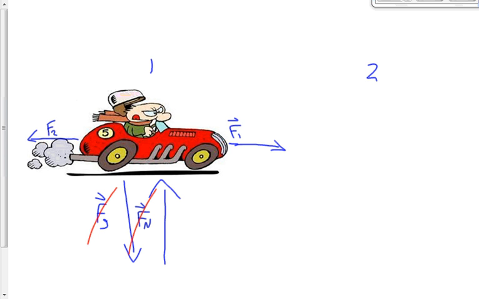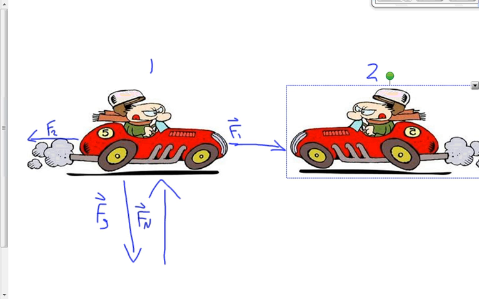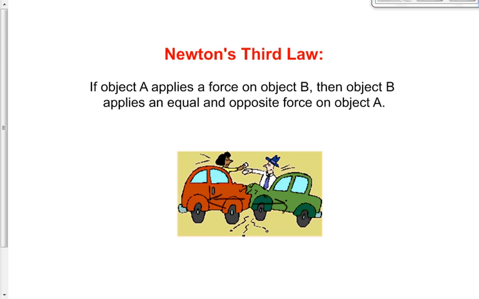Let's put this car back, first of all. Car number 2. There we go. Car number 2 is back now. I want to restate Newton's third law. I'm going to state it in the following way. Instead of for every action there's an equal and opposite reaction, I want to state it as: if object A applies a force on object B, then object B will apply an equal and opposite force on object A.